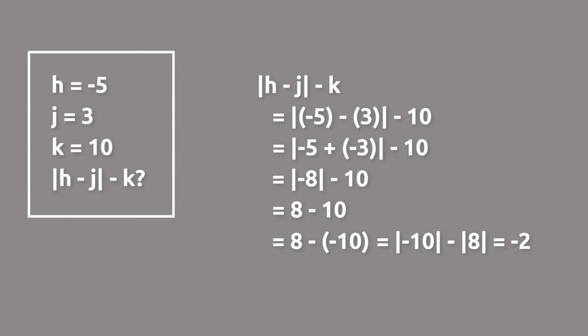Or we could simply recognize we're at 8, and we're going 10 in the negative direction because we're subtracting 10, which is going to put us at -2. You can think of it this way. It's 8 to get to 0. That leaves us with 2, so we go 2 more to -2. Either way, the absolute value of h minus j minus k ends up being -2.